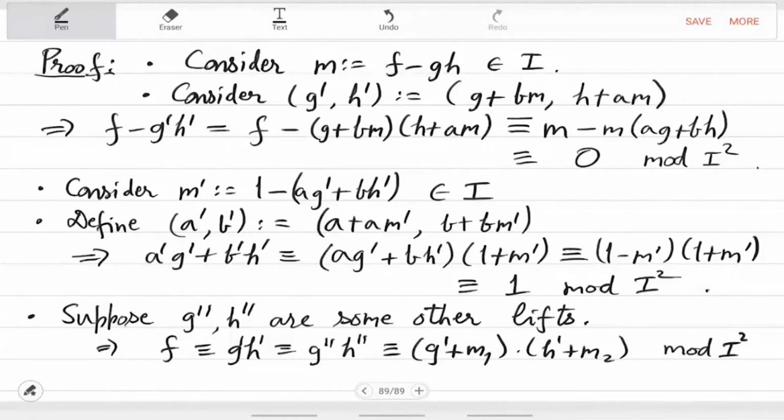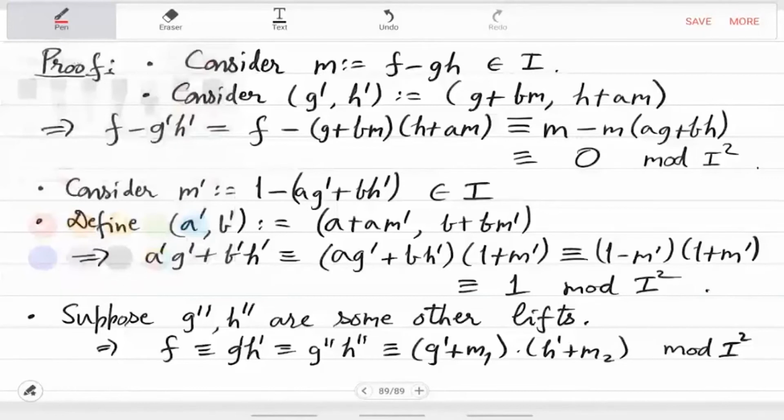So where does that put m1? In I. Yeah, you cannot say I square, you can only say I. So you know that both g double prime and g prime are the same mod I. So the difference is actually 0 mod I, right? So m1 and m2 are in I.